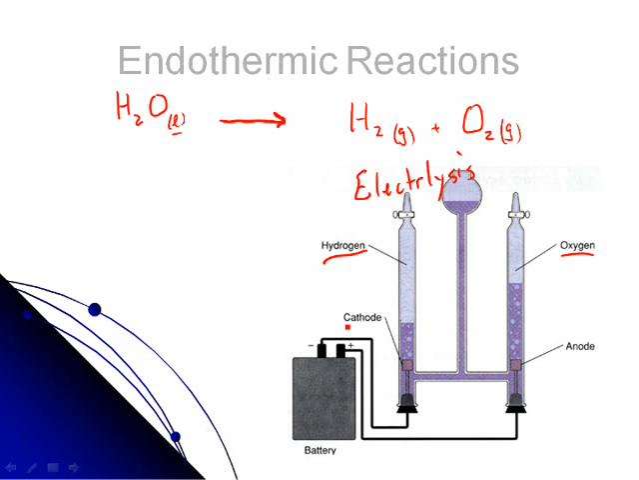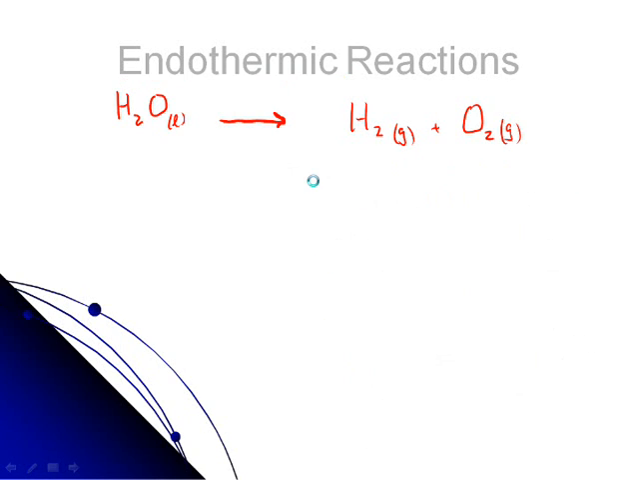Now, if we were to disconnect one of these wires, this reaction would stop. This reaction requires a constant input of energy. That's why it is classified as an endothermic reaction. Energy goes in. Well, there's another way of recognizing this as an endothermic reaction that you need to understand, and it has to do with a graph.